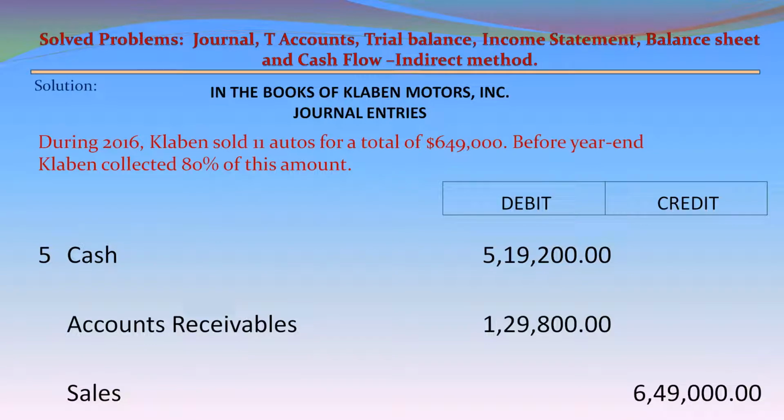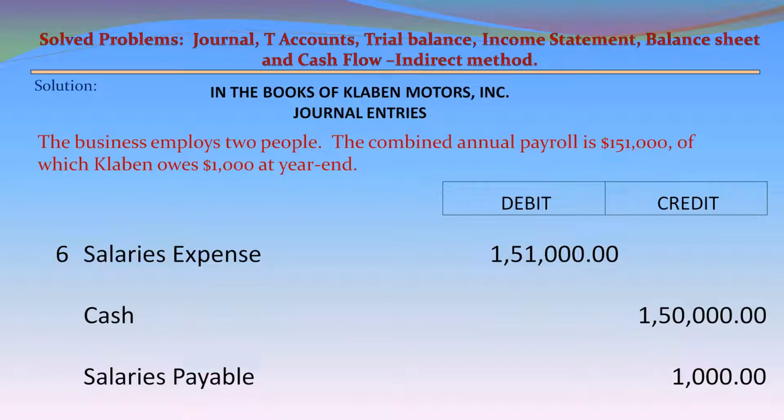During 2016, Klaban sold 11 autos for a total of $649,000. Before year end, Klaban collected 80% of this amount. Journal entry for this is: cash 80% of $649,000, $519,200, and 20% of $649,000 goes to accounts receivable $129,800. Total sales $649,000 credit.